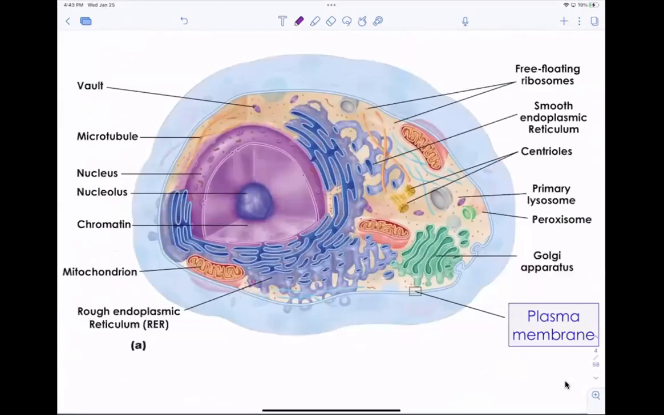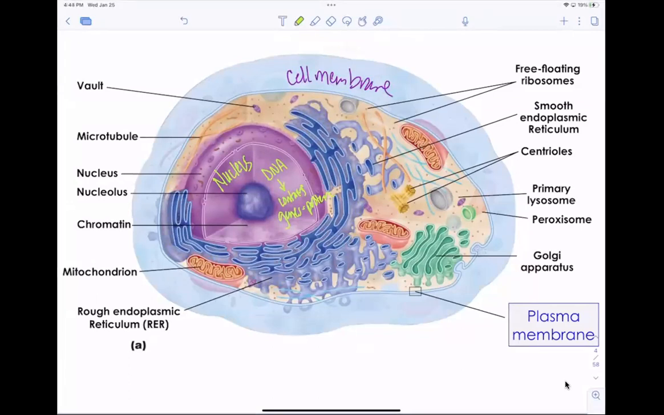This is a prettier picture of the generalized animal cell, and you have the cell membrane surrounding the outside, and inside you have various structures. Today we're really going to be focused here on the nucleus, because the nucleus is where we have DNA, and DNA contains genes, and genes code for proteins. And so we're going to talk about how these proteins are formed, starting in the nucleus.